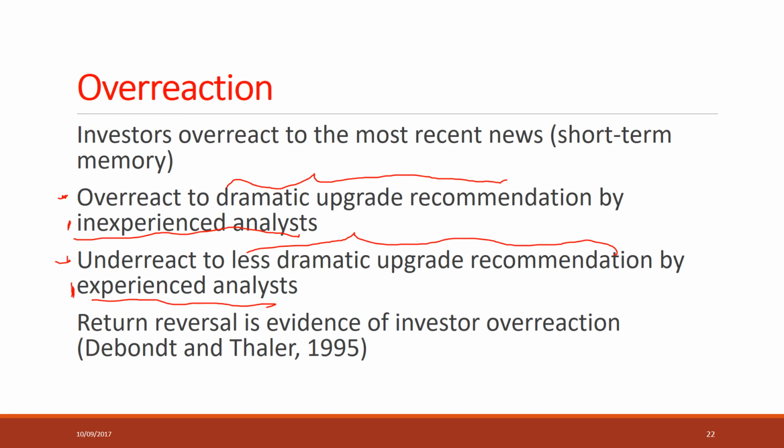Return reversal. So last week we talked about momentum and return reversal. So return reversal is when you have the momentum effect reversing after a few years, right? So from 3 to 5 years. So return reversal shows that the market actually overreacts or underreacts before, and now it reverses to the fair price level, right? So if there is return reversal, it means that investors overreacted or underreacted before, right?